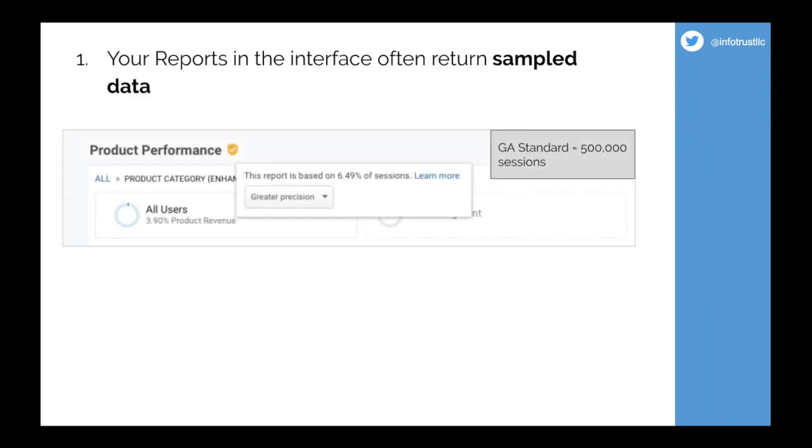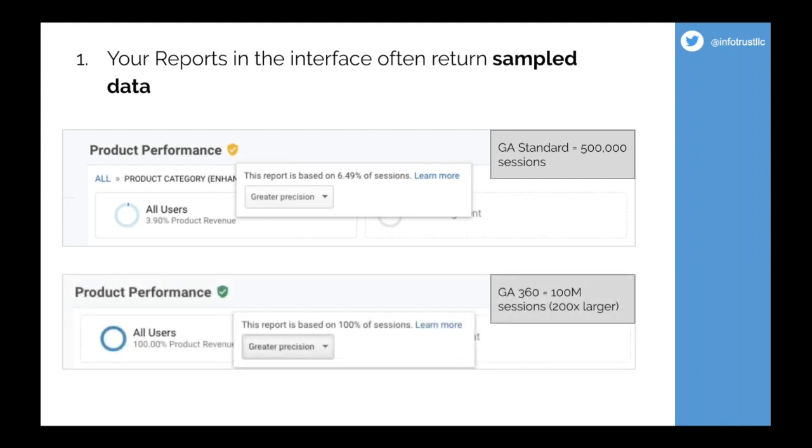So let's talk about the sampling. If you are seeing sampling in the interface, you will see a shield that shows up as yellow, I don't know what they call it now, and it'll show you this report's based on a subset of the sessions. In this case, it's about 6.5% of sessions. With the free version of Google Analytics, you get up to 500,000 sessions for a specific time frame before it'll start sampling in some reports.